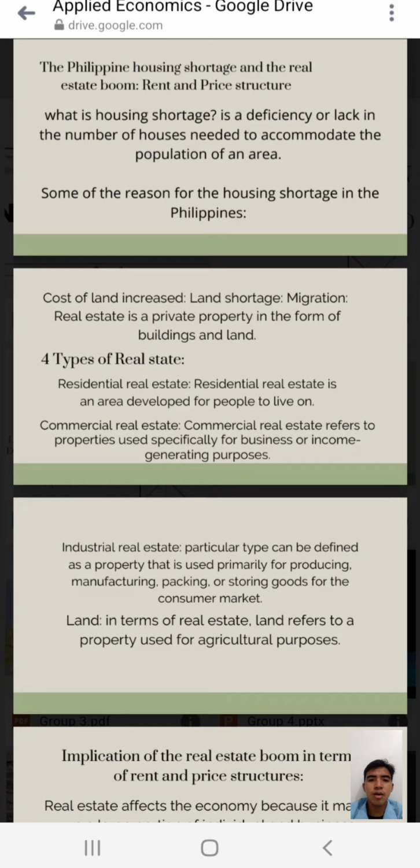Real estate is private property in the form of buildings and land. Four types of real estate. Residential real estate is an area developed for people to live on.